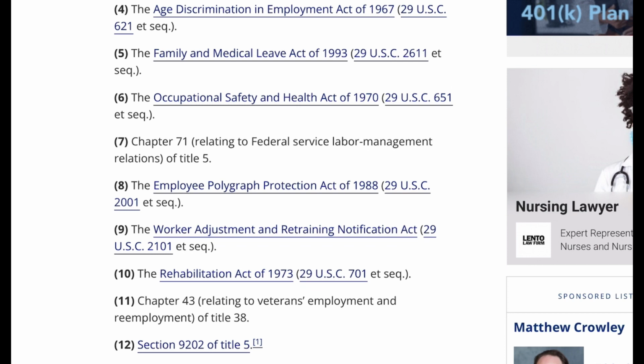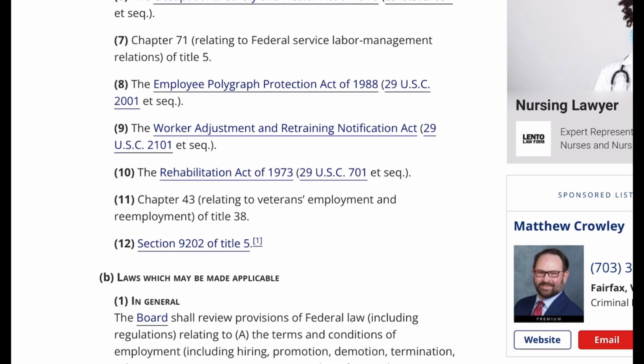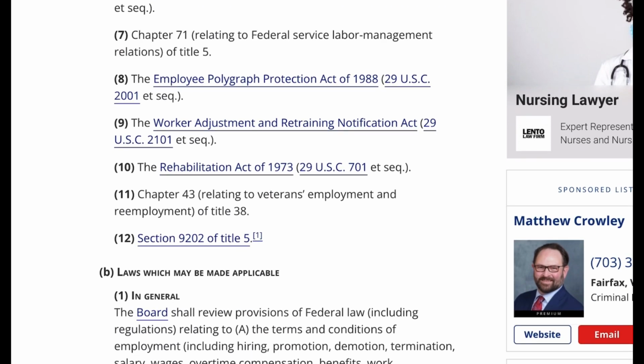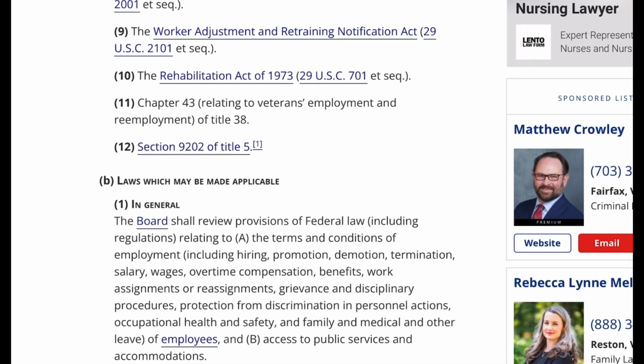651 et seq. 7. Chapter 71, relating to Federal Service Labor Management Relations of Title V. 8. The Employee Polygraph Protection Act of 1988, 29 U.S.C. 2001 et seq. 9. The Worker Adjustment and Retraining Notification Act, 29 U.S.C. 2101 et seq. 10. The Rehabilitation Act of 1973, 29 U.S.C. 701 et seq. 11. Chapter 43, relating to Veterans' Employment and Re-employment of Title 38. 12. Section 9202 of Title 5. B. Laws which may be made applicable.